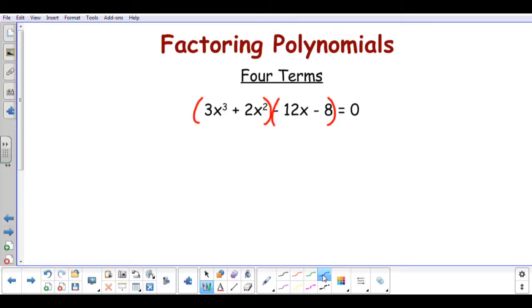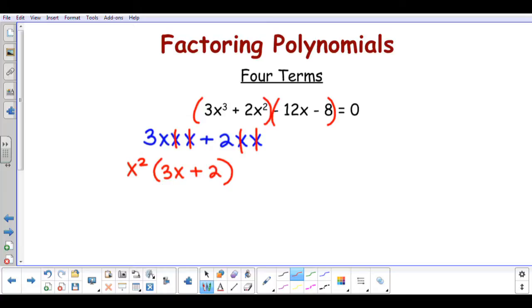Out of my 3x to the third plus 2x squared, I want to break this apart and see what I have in common. So I have a 3 with 3 x's, and I have a positive 2 with 2 x's. Both terms share 2 x's, so I'm going to put an x squared in front, and that's going to leave me with a 3x plus 2 inside.